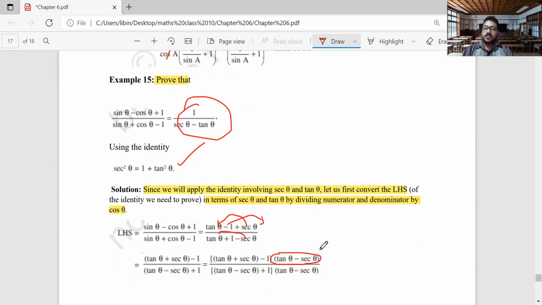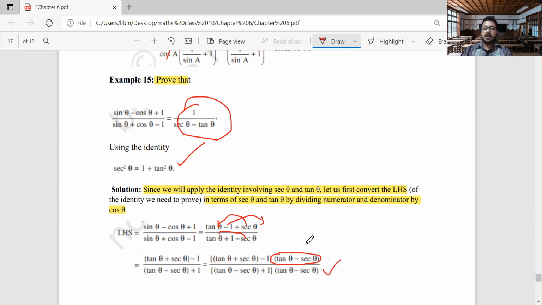And you will be thinking, sir, how will we remember to multiply by this tan theta minus sec theta in such kinds of questions? That is why I am telling you to write down the homeworks and the exercises on your own, and write each question at least 5 times. So we are just multiplying and dividing numerator and denominator by tan theta minus sec theta.